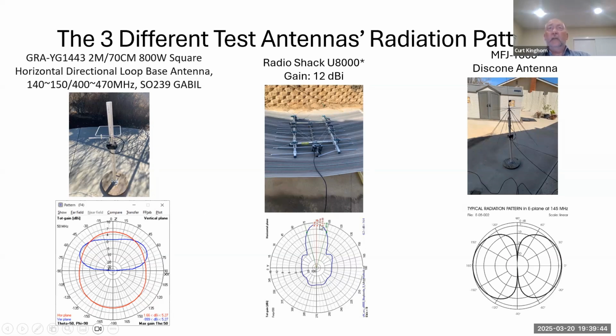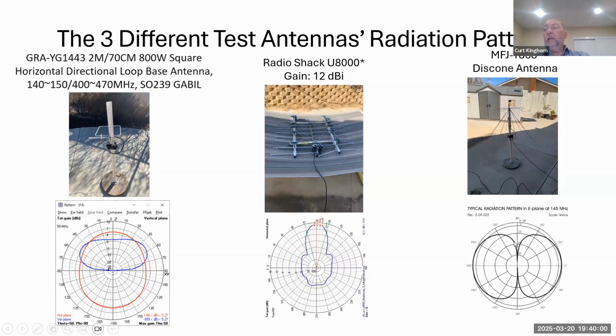Now contrast that to the Radio Shack antenna here. It has about a 30-degree beam width. That's half beam power, they call that side to side. And notice it's not flat, it's very directional in the direction that it's pointed.